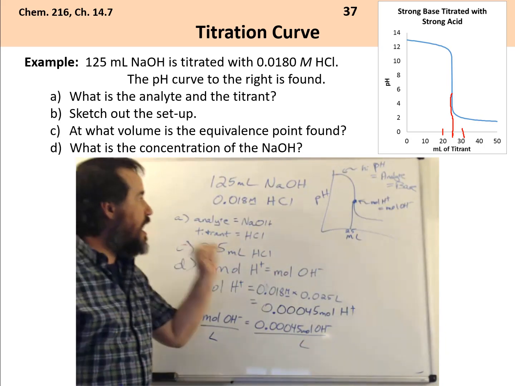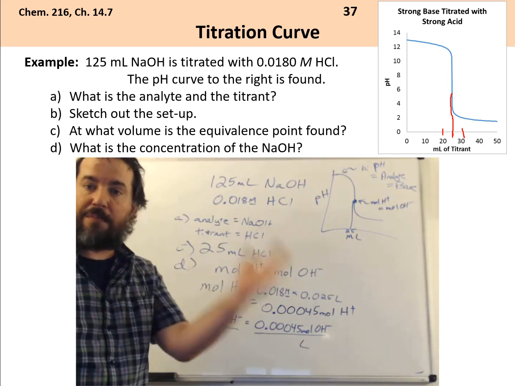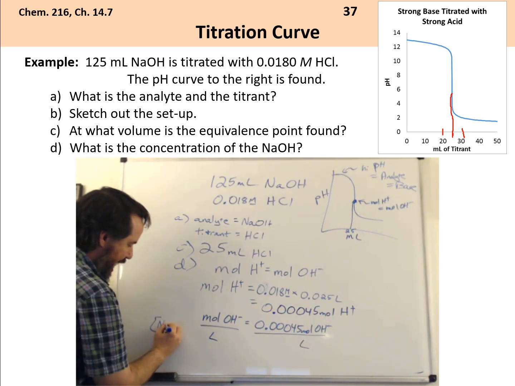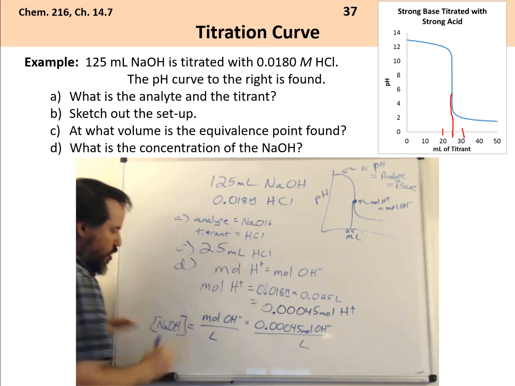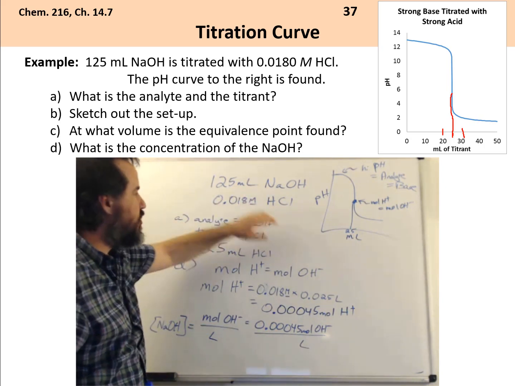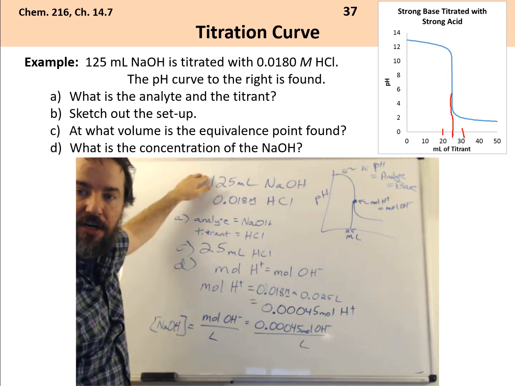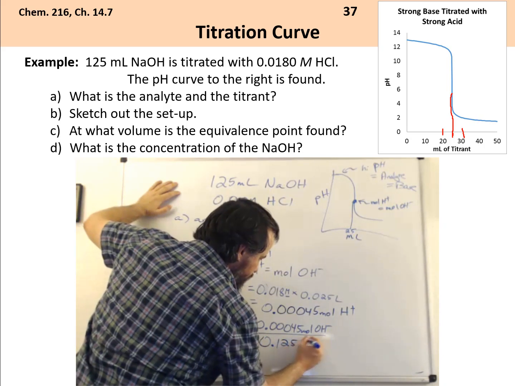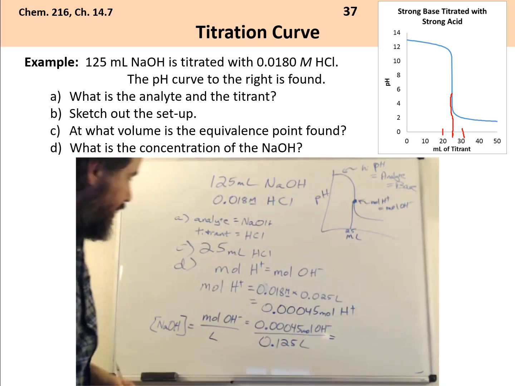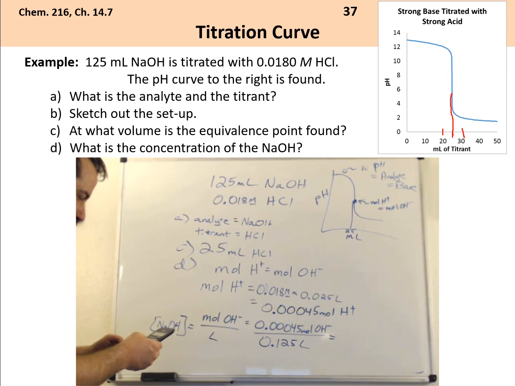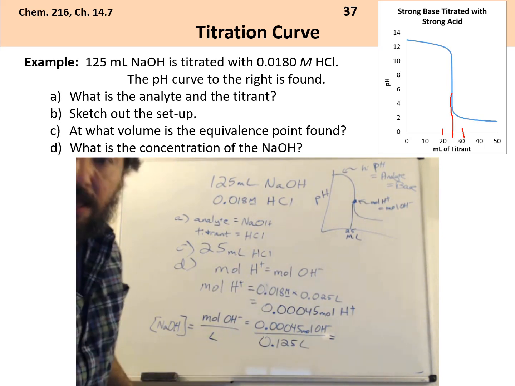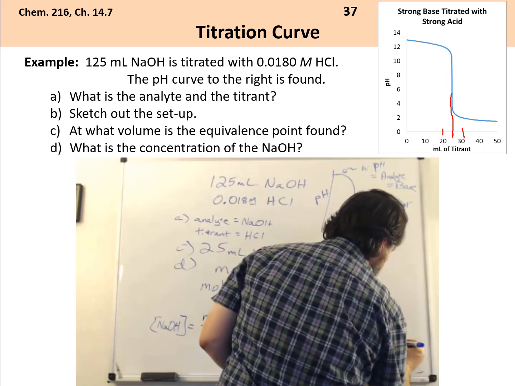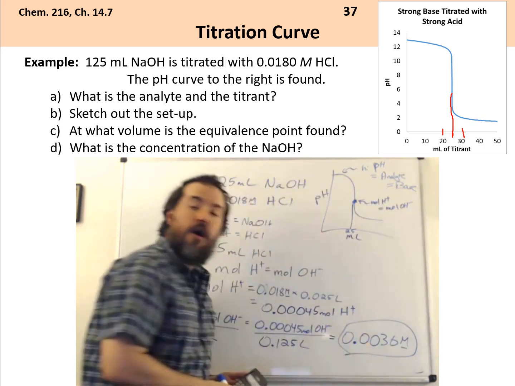Okay. All right, now here's the one trick. This is the concentration of my NaOH. Okay. So I don't use the total number of liters, I just want the liters of my NaOH. So in this case, it's 0.125. Okay. All right, so when I do this, 0.00045 divided by 0.125, that's going to get me 0.0036 molar. That's for my NaOH.